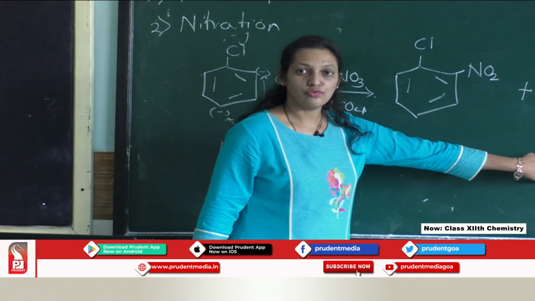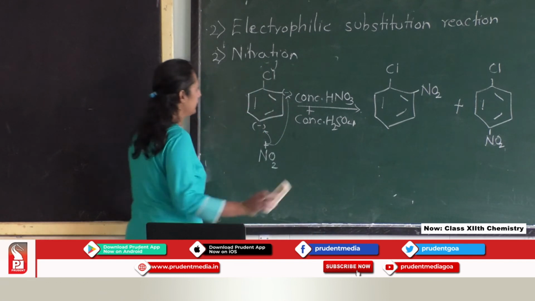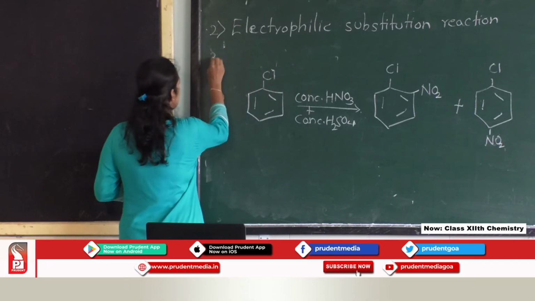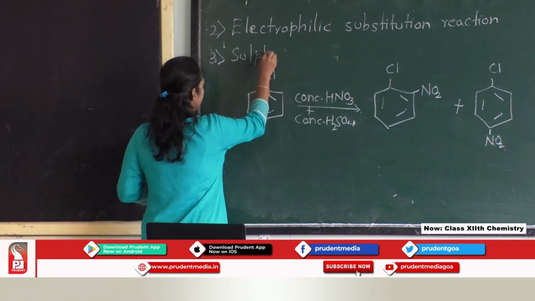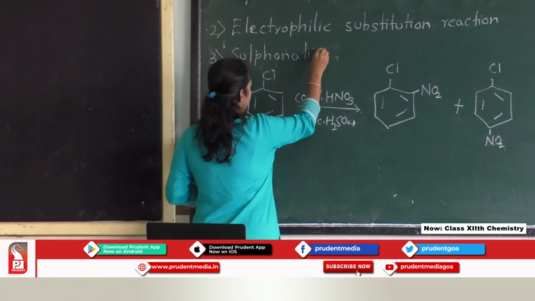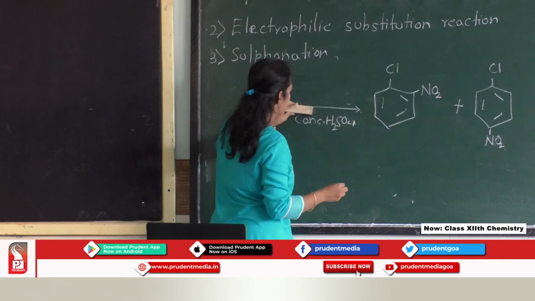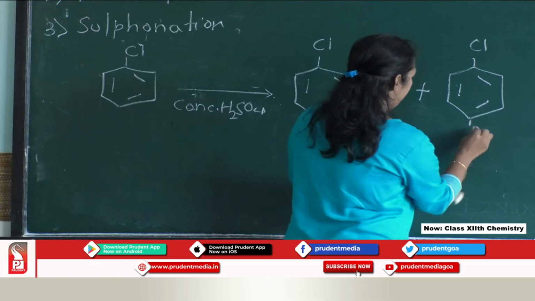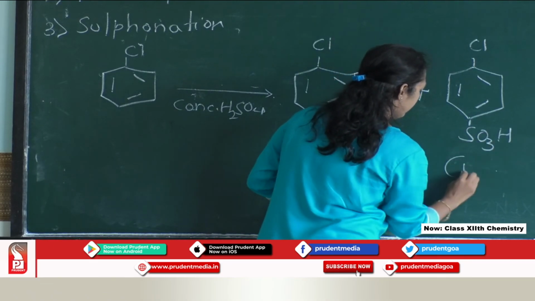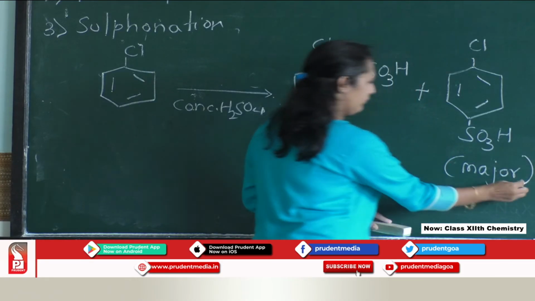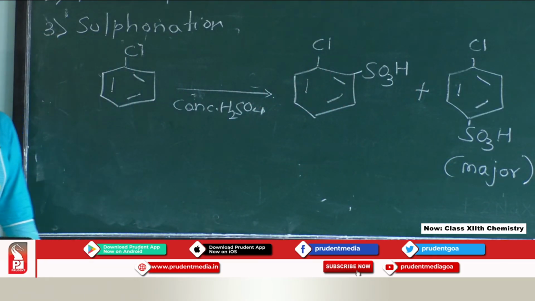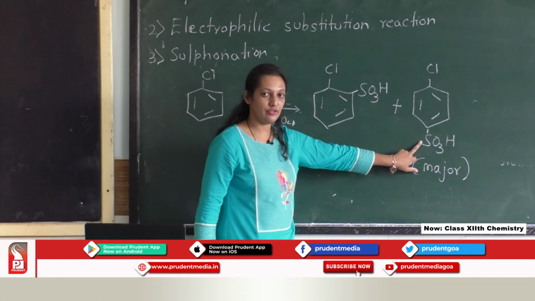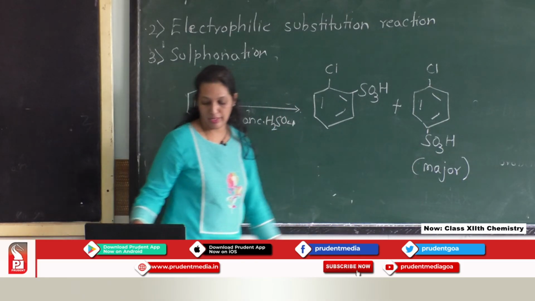1-chloro-2-nitrobenzene and 1-chloro-4-nitrobenzene. Third one is sulfonation. So, in sulfonation, we will get 2-chlorobenzene sulfonic acid and 4-chlorobenzene sulfonic acid, and the para product is the major product.